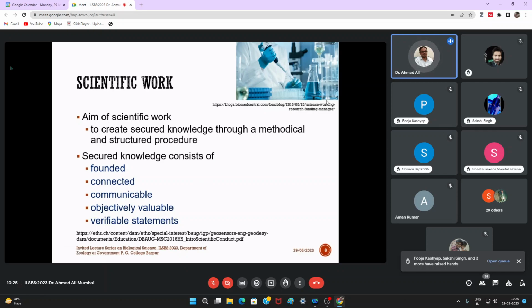In the previous slide I used the term scientific method. Whatever information or knowledge we get from the process we have adopted, the aim of scientific work is to create secure knowledge, which is accepted by society or the scientific bodies. Secured knowledge consists of founded, connected, communicable, objectively valuable and verifiable statements. It means it's not just someone making a statement that an atom is like this and this. You have to generate the evidence for that, and it has to be communicated and established with the prior knowledge.